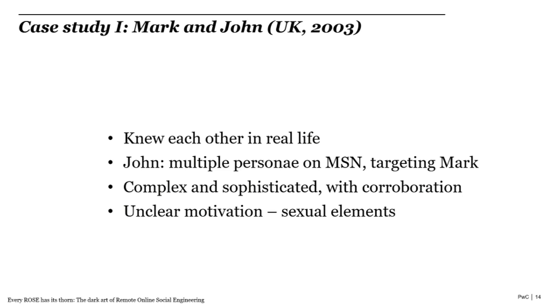And over a period of months, John created multiple personae on MSN Messenger, all of which were targeting Mark and speaking to him. Those personae ranged from prostitutes and drug dealers through to MI5 agents. Now, the plots that John put together were extremely convoluted and complex. You had multiple characters corroborating things that other characters had said. There's a really unclear motivation for why John did this. There were sexual elements to this case study, both physically and online.